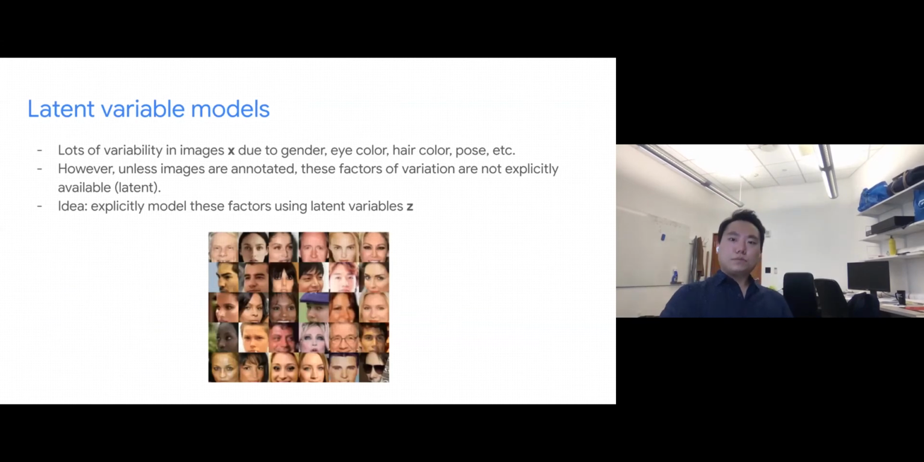So this is a brief introduction to generative models. So what is the go-to approach most people use when they actually study these generative models? A lot of people use latent variable models. What latent variables means is that you're going to start with images X, and these images are high dimensional, and there's a lot of variation in these images due to things like gender, eye color, hair color, pose, and so on. Unless these images are annotated, these factors of variation, such as gender and eye color and hair color, are not explicitly available to you. So these are what we call latent variables. Latent variables in general are unobserved variables that you would like to explicitly model so that, given a set of latent variables, you can generate more data.